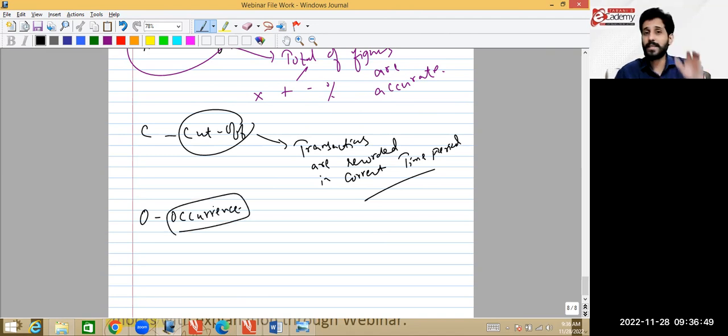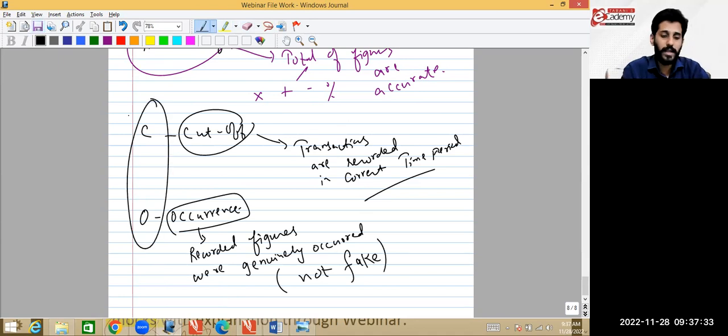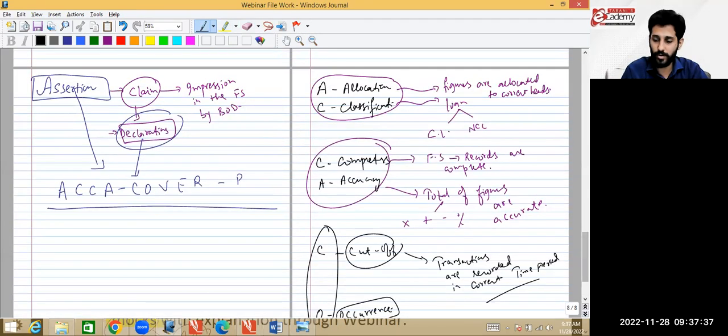Occurrence means that transactions which are recorded in the financial statements genuinely occurred. It is not fake. Now see that all of these are claims being made by the management, and you are here to verify all these assertions. Occurrence means recorded figures genuinely occurred, not fake. The transactions are not fake at all. Now, the claims which are being made by the management are known as the assertions.